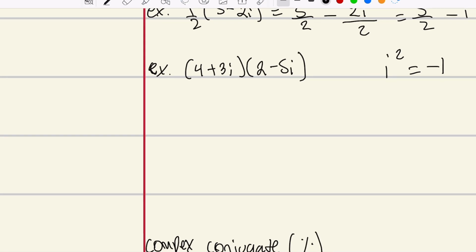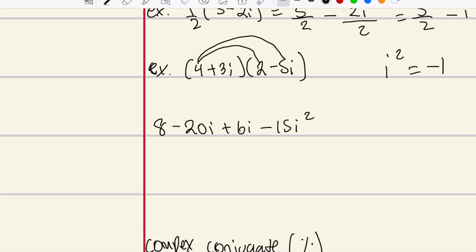Okay, so let's try this. We're going to FOIL, right? So we're going to do 4 times 2, 8. 4 times -5i, which is -20i. Now we're going to do 3i times 2, which is 6i. And we're going to do 3i times -5i, which is -15i squared.